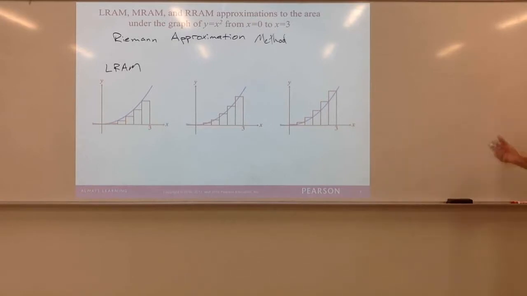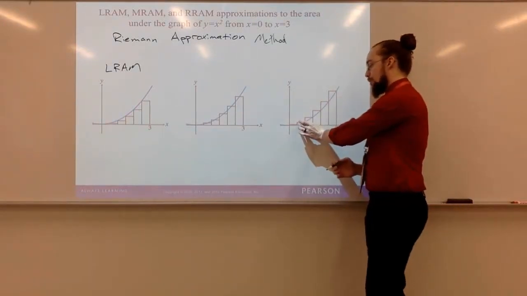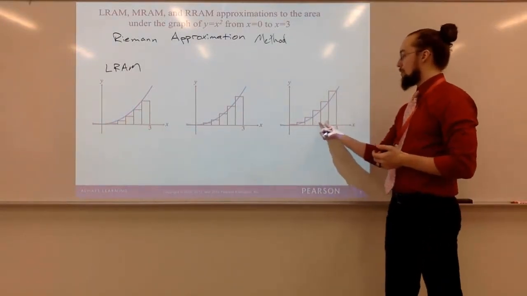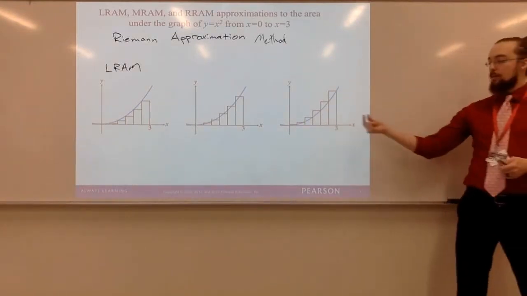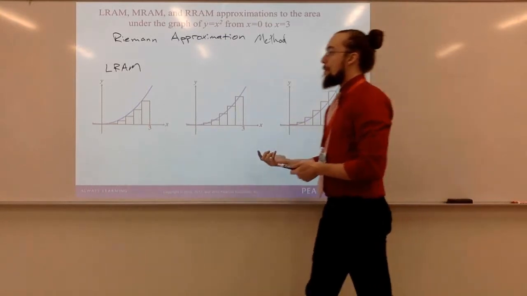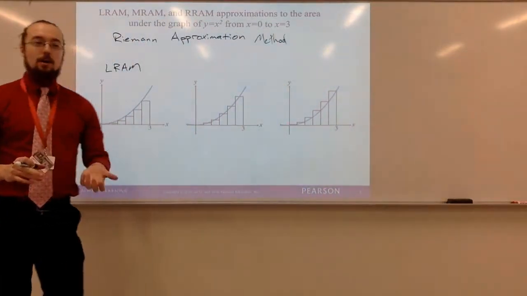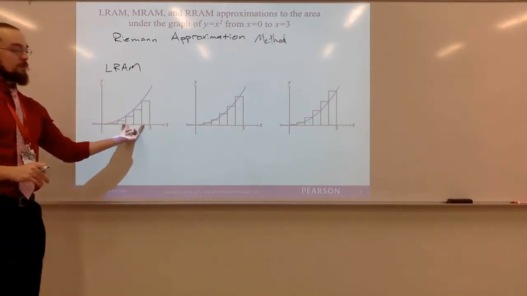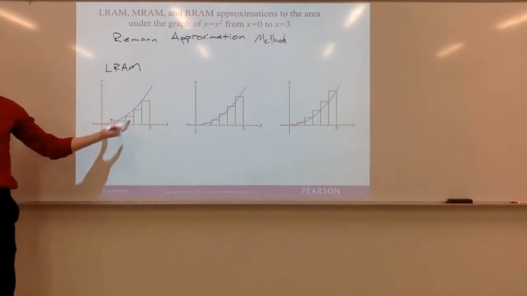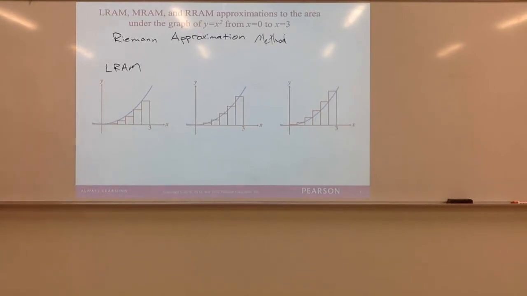We can make these approximations a lot better by using a lot more rectangles, making the rectangles a lot smaller. But that gets tedious in the calculations. So most of the time on the AP test, if they ask you to do a Riemann approximation, they don't have you do a ton of intervals. It might be like, make 4 rectangles underneath the curve to approximate the area.